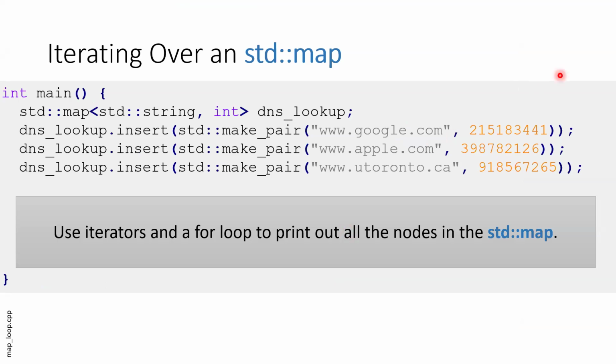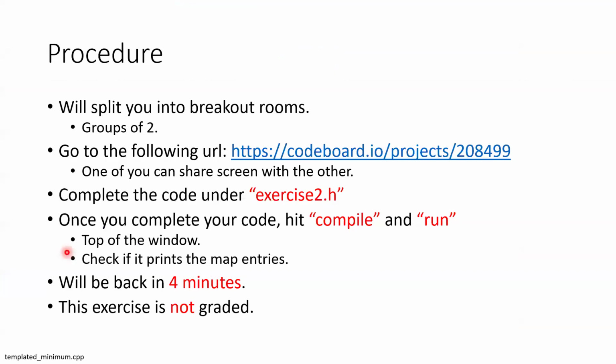Exercise 2. So we have the std::map, and let's use iterators and a for loop to print out all of the nodes in the std::map. So what we want is key colon value on each line. Let's go back to Codeboard and complete exercise 2. We'll be back in 4 minutes.